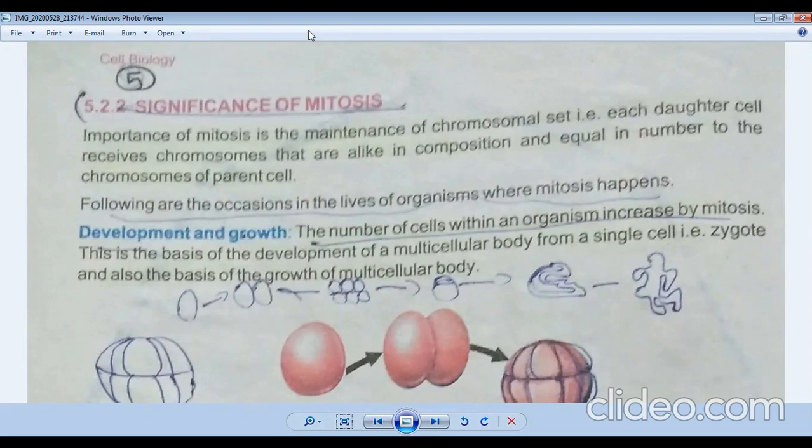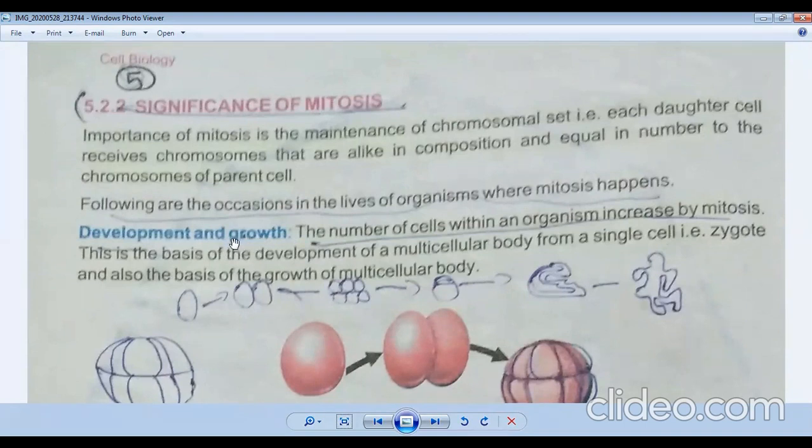So following are the occasions in the lives of organisms where mitosis happens. Now we will discuss the significance of mitosis with the help of headings. First heading is development and growth. Development and growth. What is this?